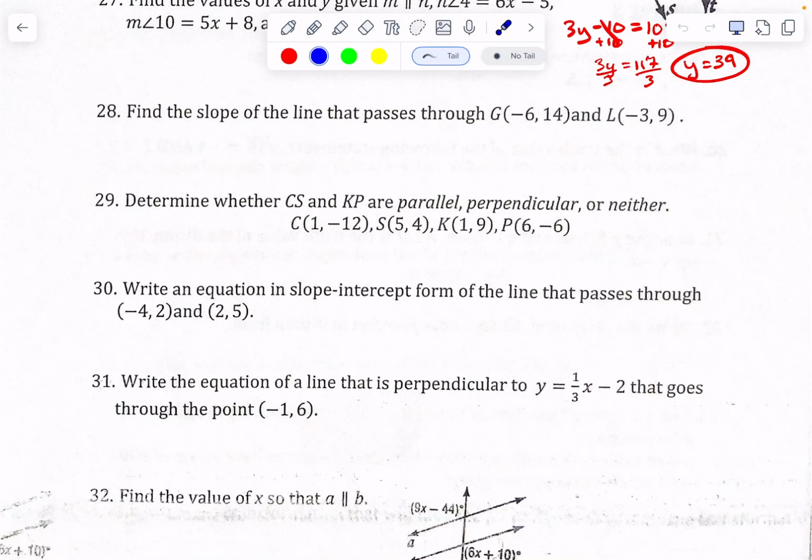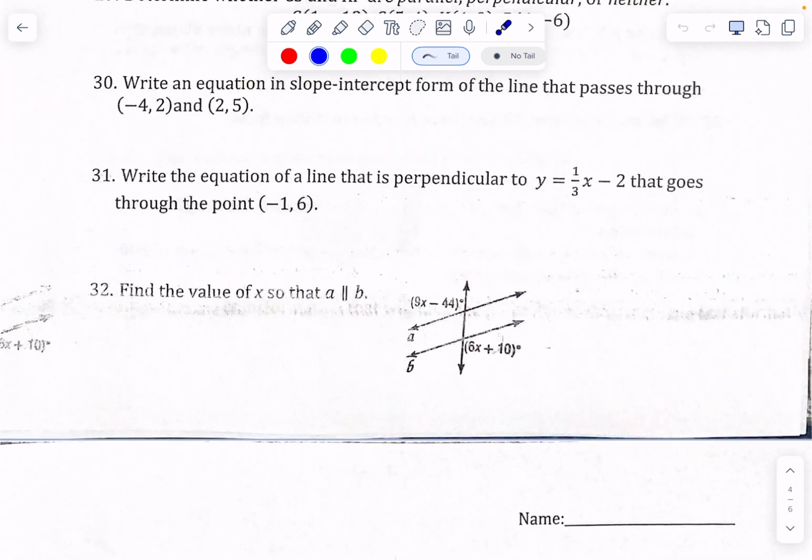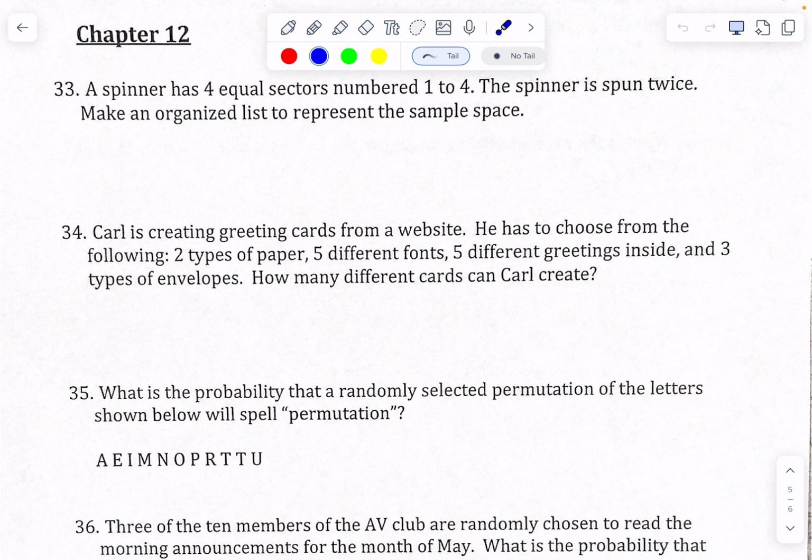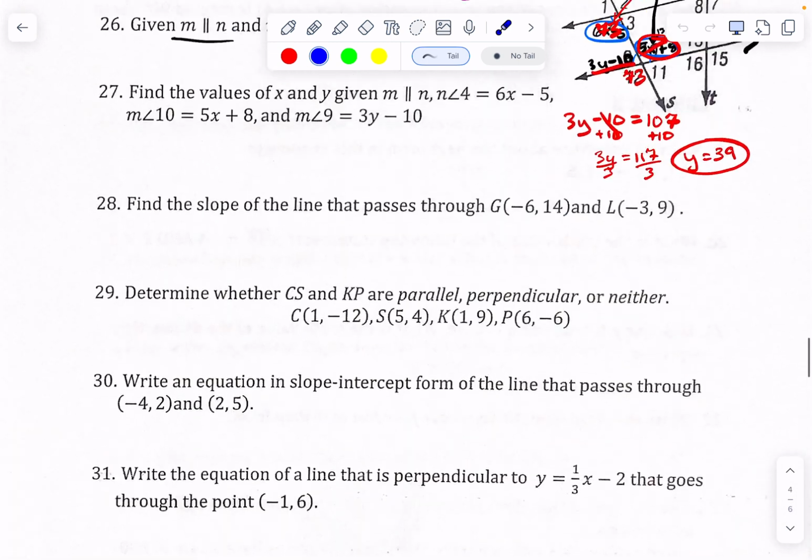All right, day 3 of geometry semester review. We are starting with 28 and going to the end, so we got like 13 left. Okay, all right, here we go. This is the most recent stuff. So we've got a little bit of chapter 3 yet, and then all of the probability unit, chapter 12. Okay, so here we go.